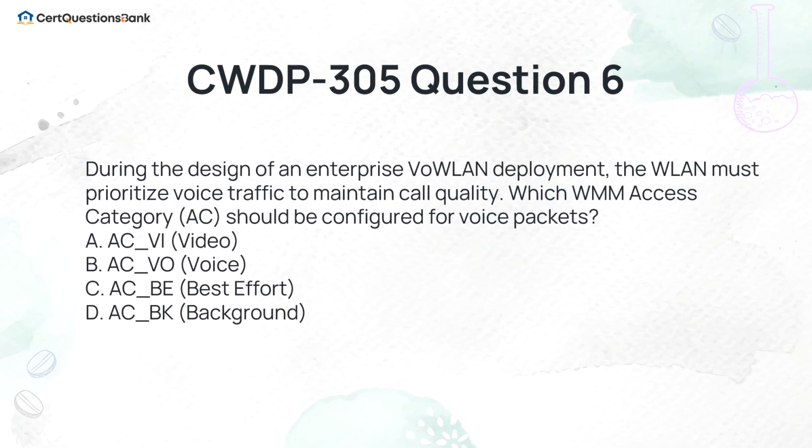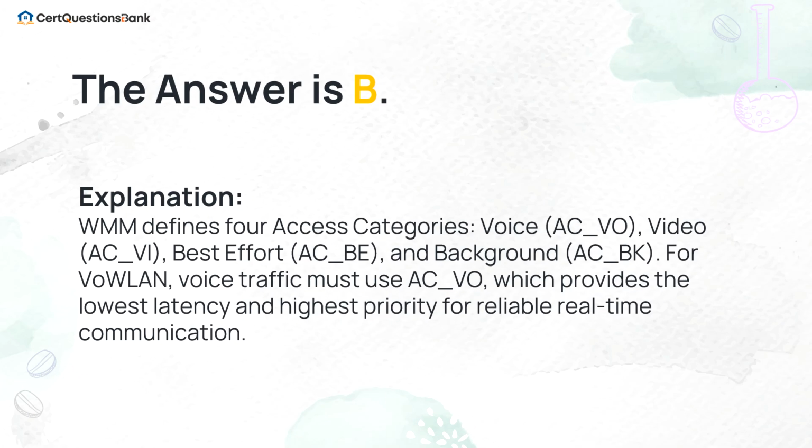During the design of an enterprise VoWLAN deployment, the WLAN must prioritize voice traffic to maintain call quality. Which WMM access category, AC, should be configured for voice packets? A. AC_VI, video. B. AC_VO, voice. C. AC_BE, best effort. D. AC_BK, background. The answer is B.